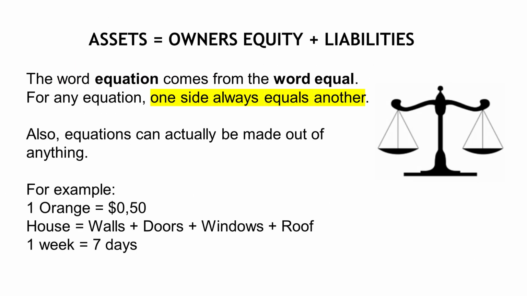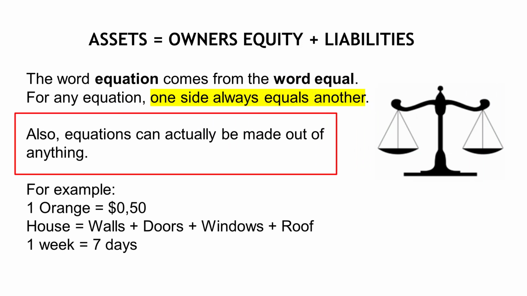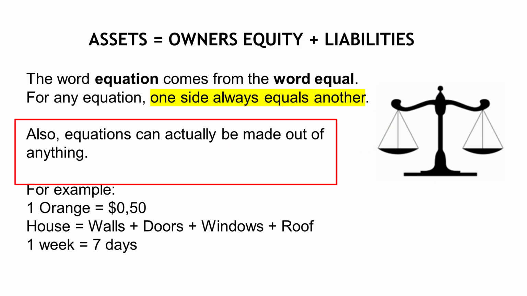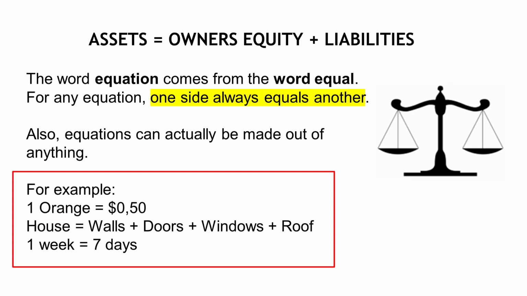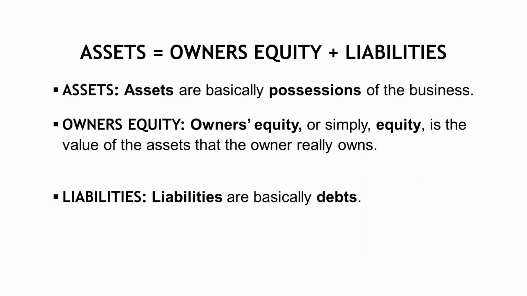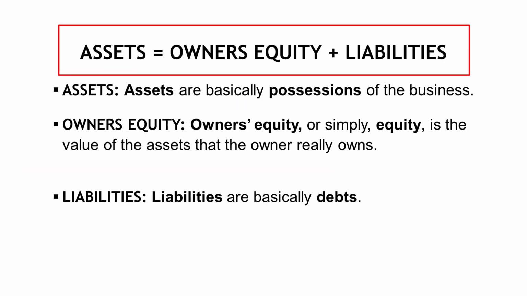The word equation comes from the word equal. For any equation, one side always equals another. Also, equations can actually be made out of anything. For example, 1 orange equals $0.50, house equals walls plus doors plus windows plus roof, 1 week equals 7 days. Have you heard of the basic accounting equation or accounting formula?